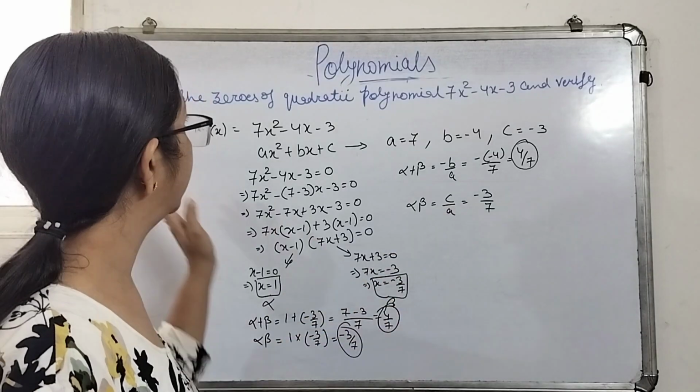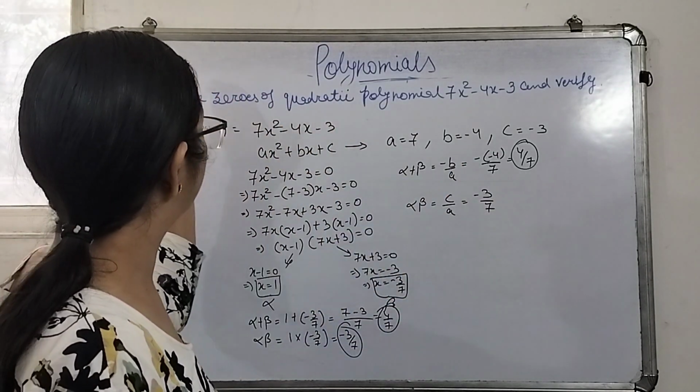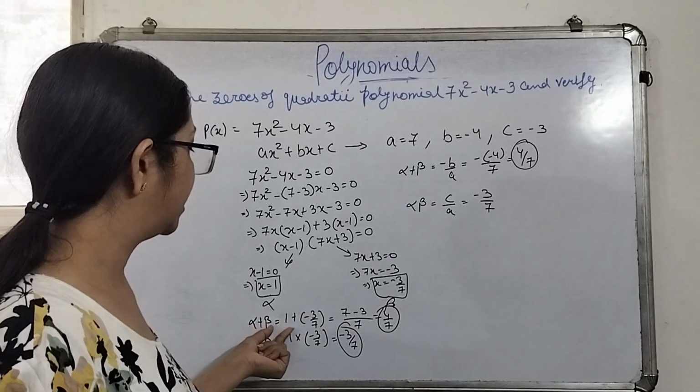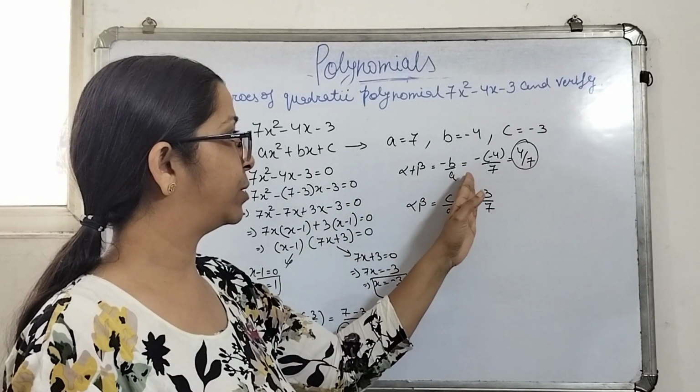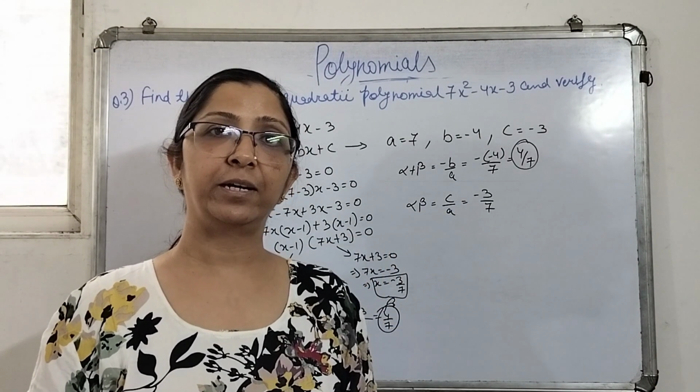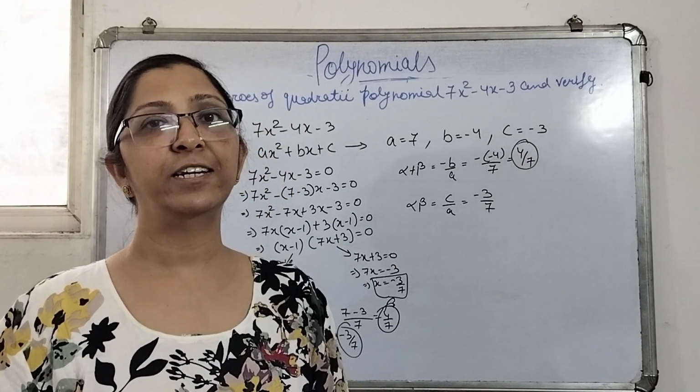So we can say that we have verified that the sum of the zeros, whatever the zeros are coming, if we add these zeros, is equivalent to minus b by a, and the product of the zeros is equivalent to c by a. Hope the concepts of the chapter are clear to you.